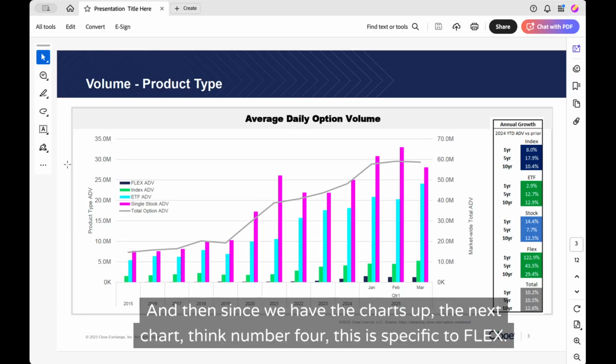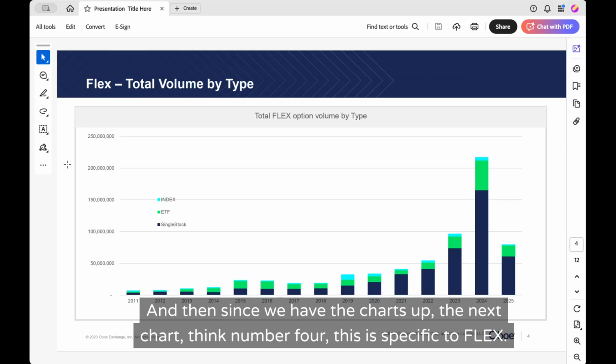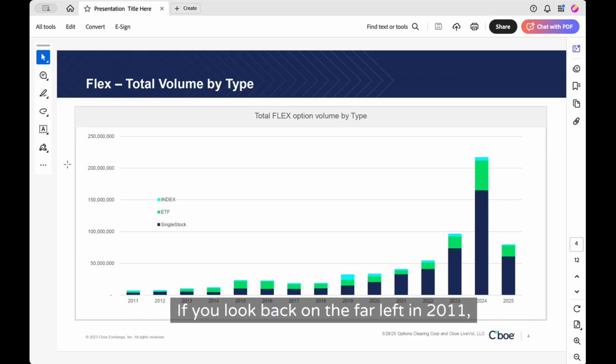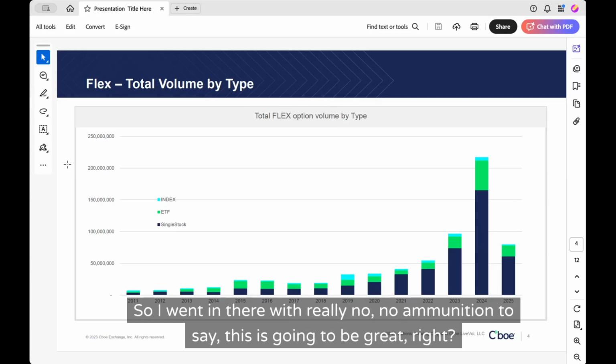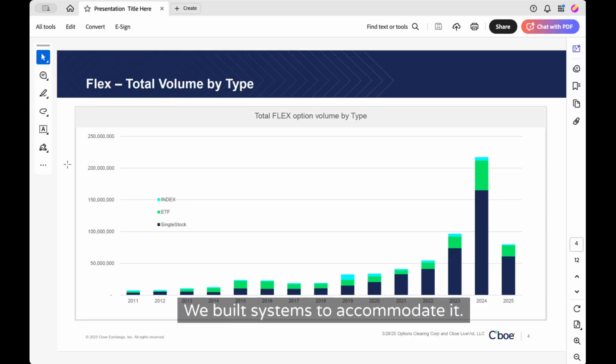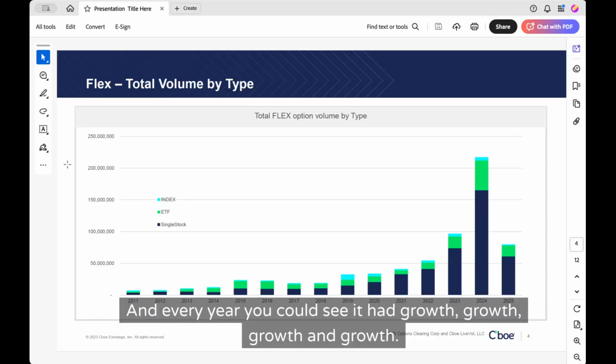And then since we have the charts up, the next chart, I think number 4. This is specific to Flex. If you look back on the far left in 2011, it was de minimis, and that's the time I basically started. I started technically in 2010, but 2011. So I went in there with really no ammunition to say this is going to be great, right? But we built it up. We built systems to accommodate it. And every year you could see it had growth, and growth.